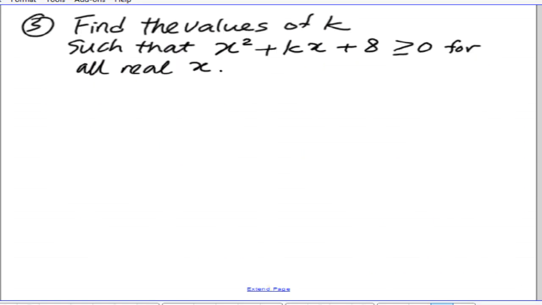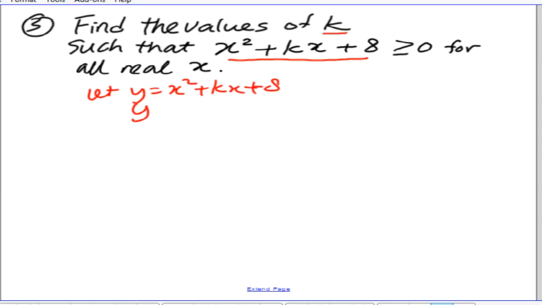Right. Let's look at the next question. This says find the values of k such that this equation here is always larger than 0 for all x. So let y equal to that equation, x squared. If you know that y here is always larger than or equal to 0, then we actually know two things.